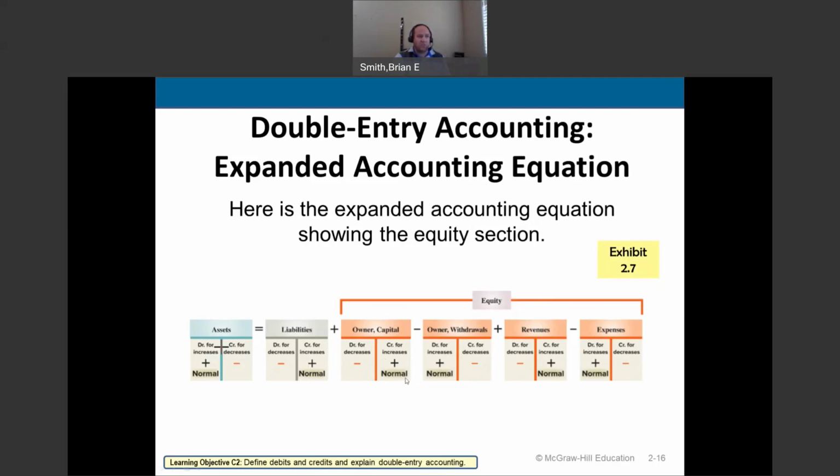Owner's capital increases with the credit, decreases with the debit. Same with revenues. Withdrawals and expenses act a lot like what the assets do. Increase for debits and decrease for credits, okay?